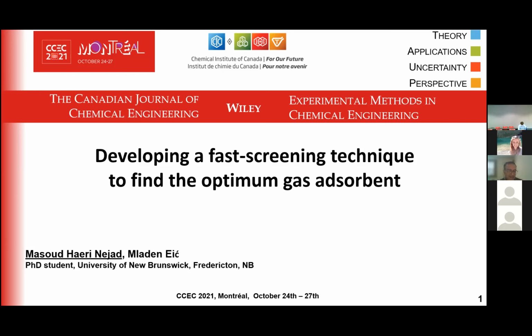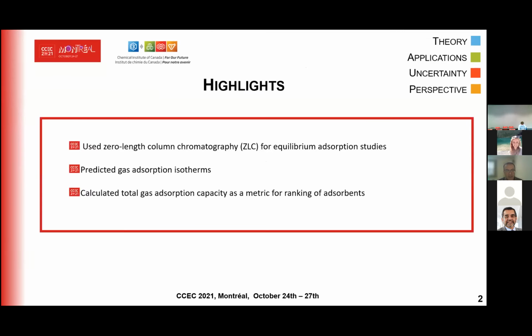Yes, I'm Masoud Heri from the University of New Brunswick in Fredericton, and Dr. H is my supervisor, and the title is Developing a Fast Screening Technique to Find the Optimum Gas Adsorbent, and I'll tell you what this technique is. So I should say that we used zero-length column chromatography for equilibrium adsorption studies, and I predicted gas adsorption isotherms and also calculated total gas adsorption capacity as a metric for ranking of adsorbents.